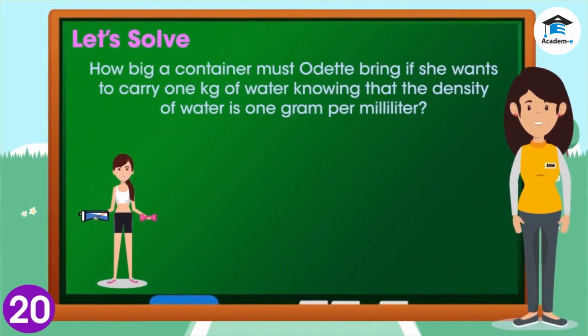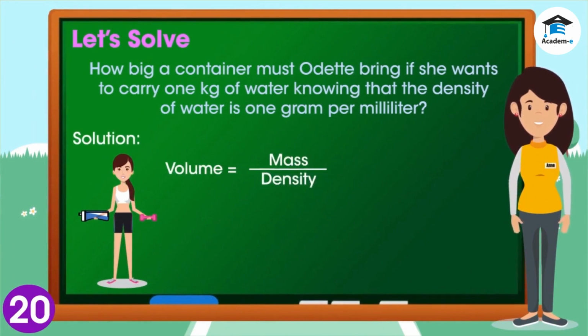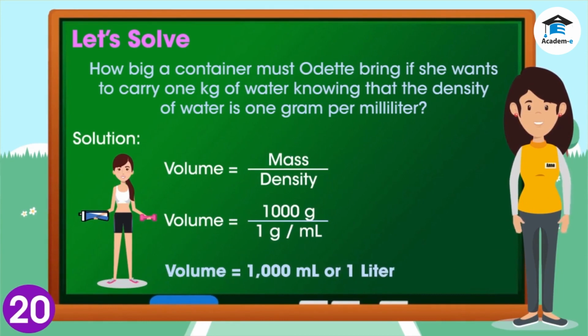How big a container must Adette bring if she wants to carry 1 kilogram of water, knowing that the density of water is 1 gram per milliliter? Let's find out. Adette will need to bring a 1-liter container to carry the water.